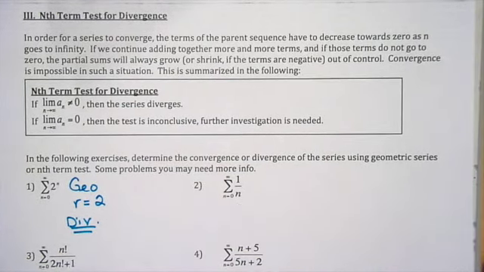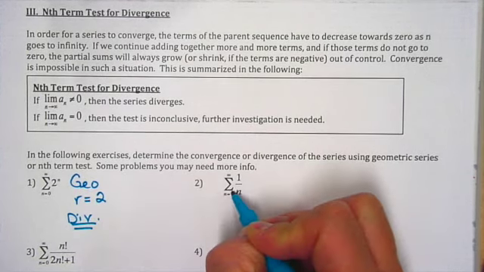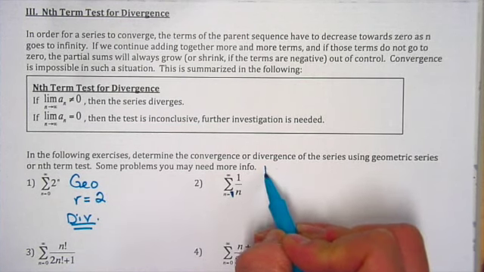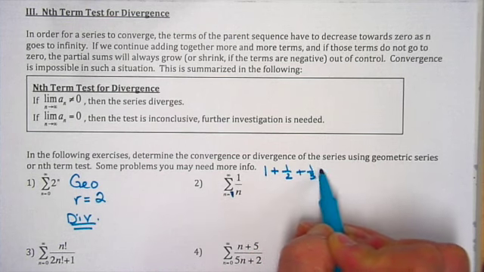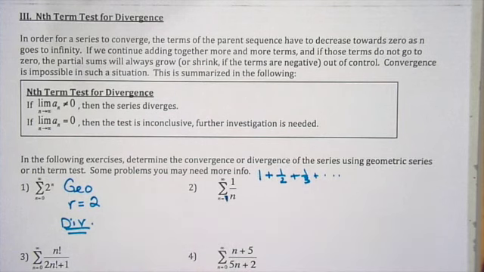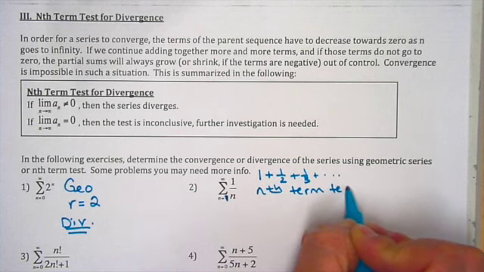Okay, number 2 is not a geometric series. I don't have a number raised to the nth power. If you look at this list of numbers, if I plug in 1, your first term is 1, your next term is 1/2, 1/3, etc. Okay? So this is not a geometric because you're not multiplying by the same number every single time. So we're going to have to use this nth term test for divergence. And let's see what it says.